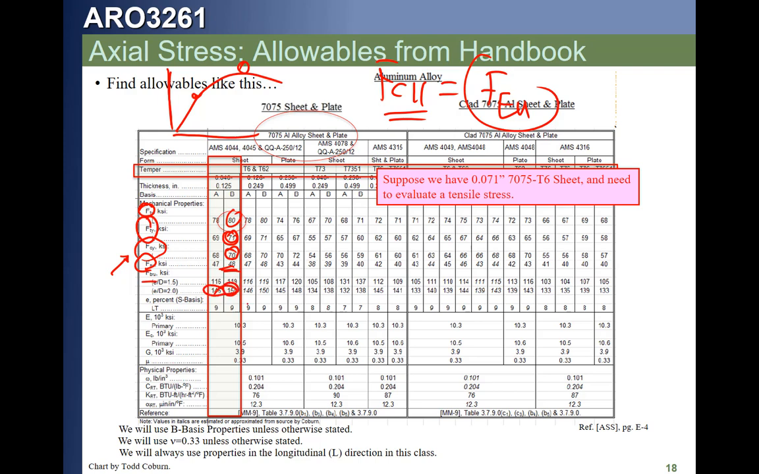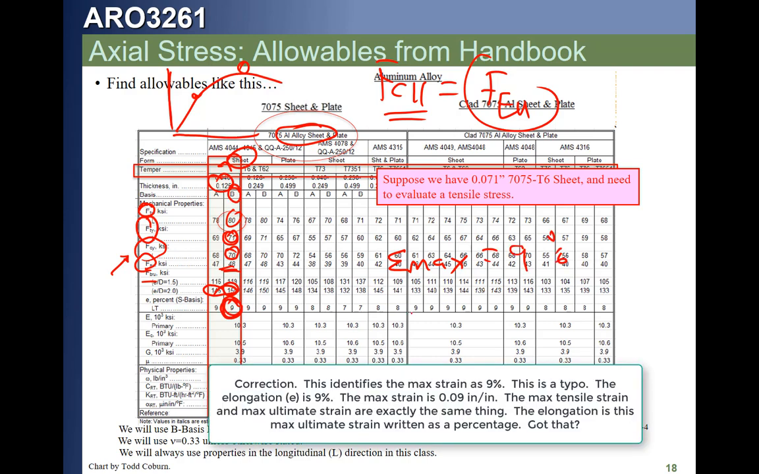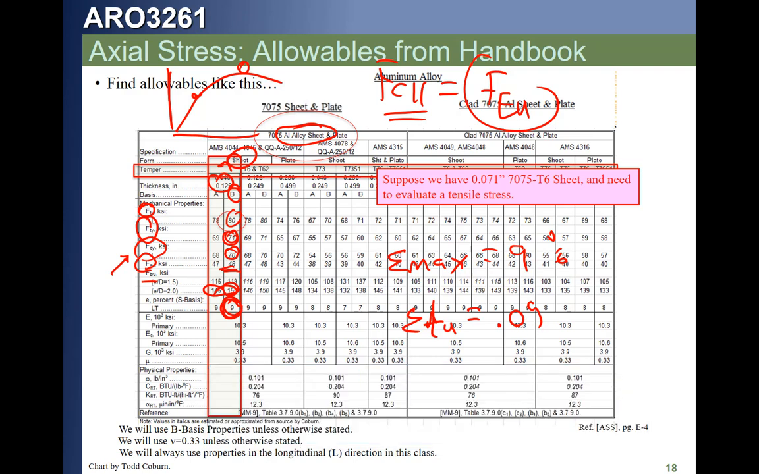This is our elongation, right? So if I ask you what's the maximum strain, you're going to say, well, for this material, I've got this, I've got this, it's B basis. The elongation is 9%. That's the max strain. ETU is going to be 0.09, that max strain written as a number rather than as percent. Got that? This is our modulus right here, 10.3 million PSI.